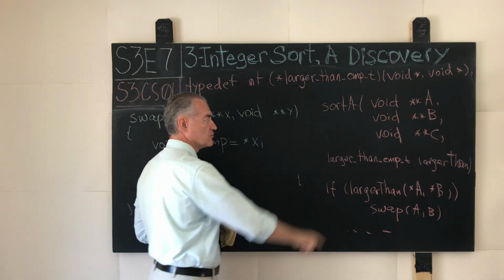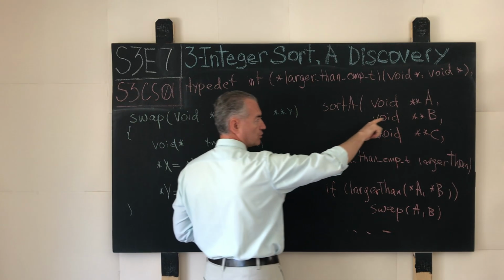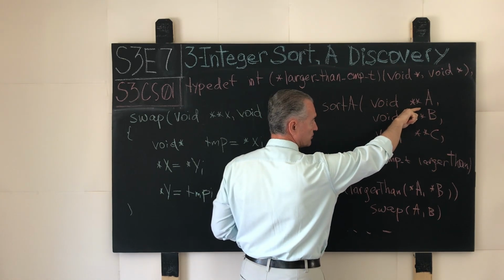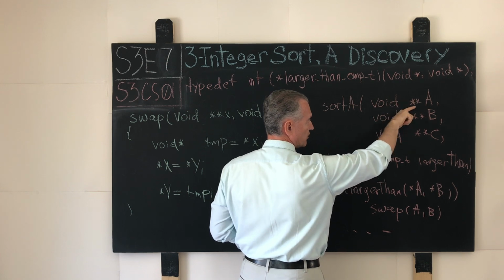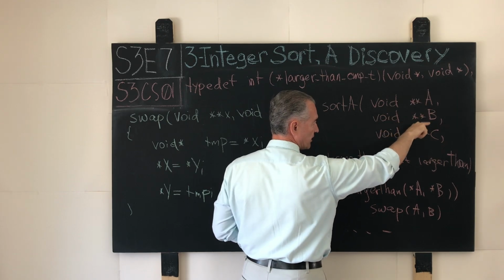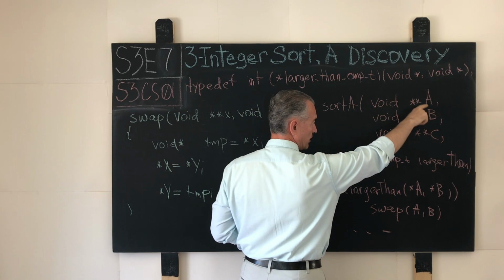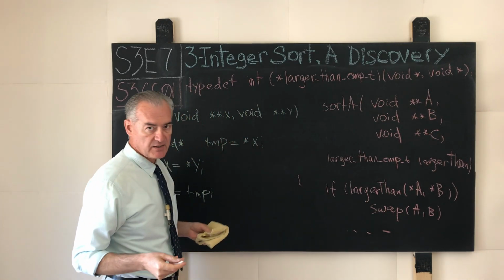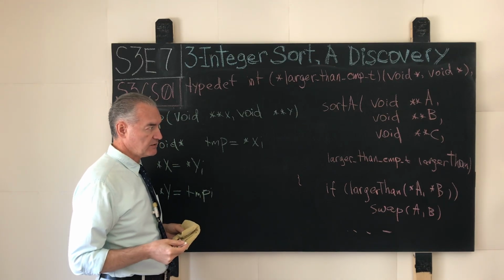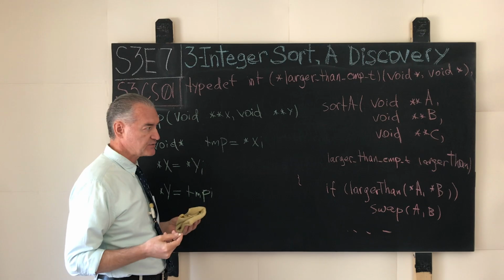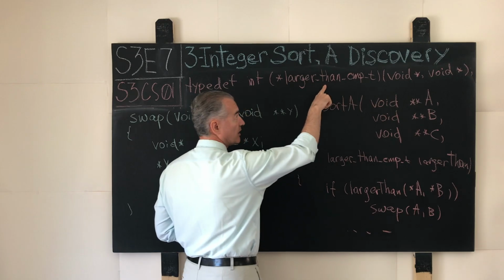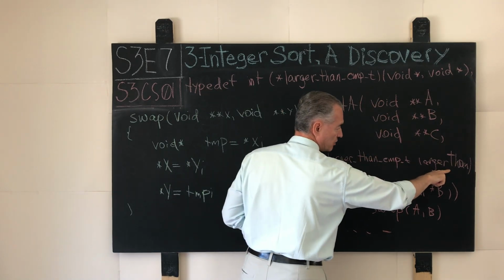Our sorting algorithm, our sorting function over here, will also have to operate in terms of pointer to pointer, two levels of indirection. So the signature of our function changes: void star star uppercase A, void star star uppercase B, void star star uppercase C, where A, B, C now stand for literally anything that you care to compare, or literally anything that can be compared in a sensible and meaningful way. And the fourth argument now will be precisely the comparator of type pointer to function. And here I call it larger than.